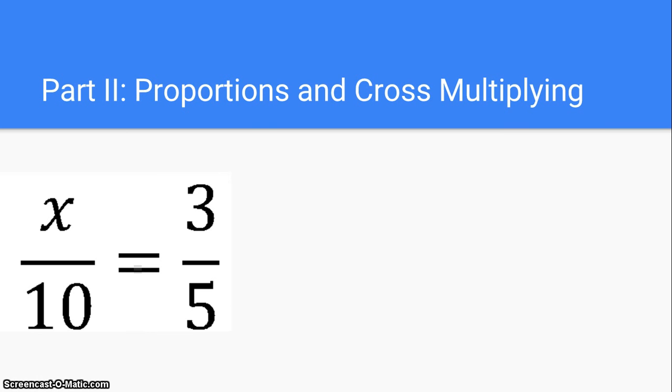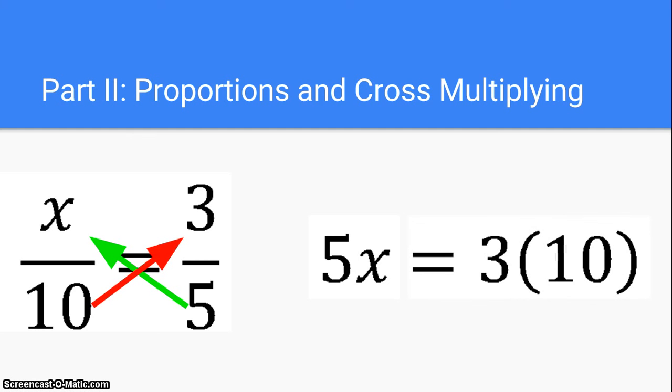Now, what we're going to do is take the denominator of one side, in this case we'll start with the 5, and multiply it by the numerator of the other side, the x. 5 times x is just 5x. On the opposite side of the equation, we have the opposite denominator, the 10, multiplied by 3. So we end up with 3 times 10. I put them in numerical order. You could do 10 times 3 and you'll get the same result.